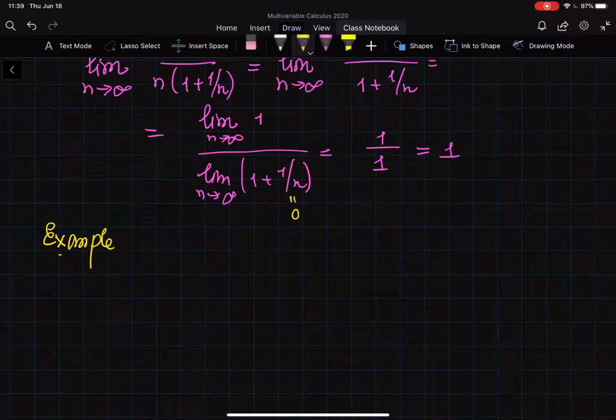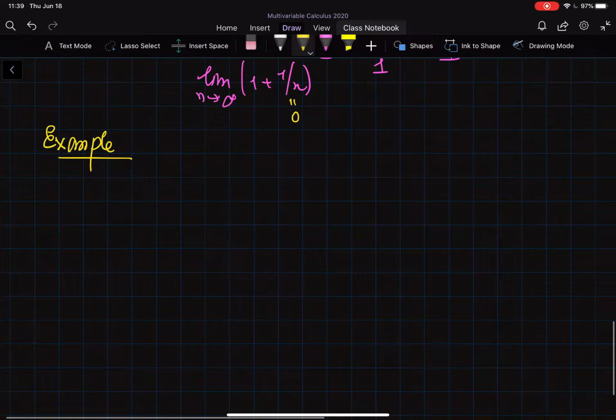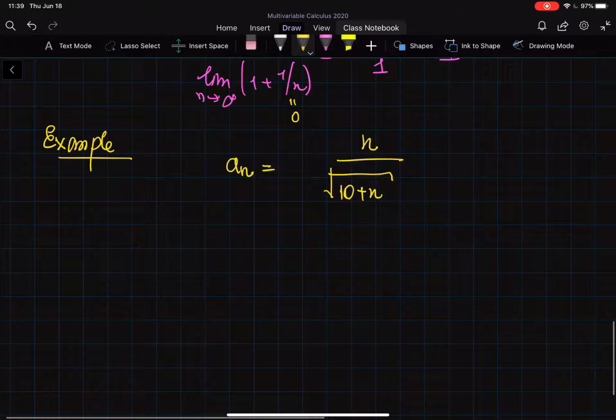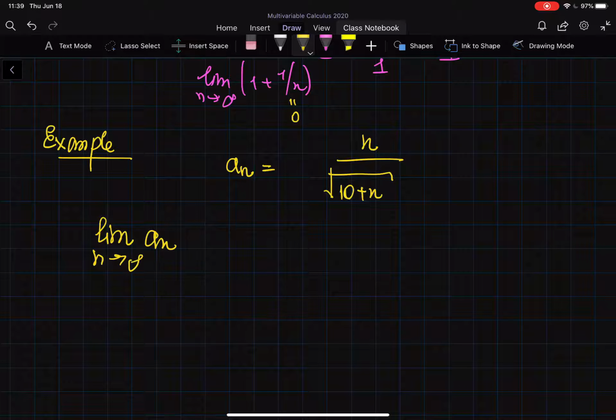Example number 2. We are given a sequence: n divided by the square root of 10 plus n. If we need to find the limit of the sequence, we can do pretty much the same thing as we did before. So we can take the n out of the brackets. In this case, it's going to be a limit as n goes to infinity.